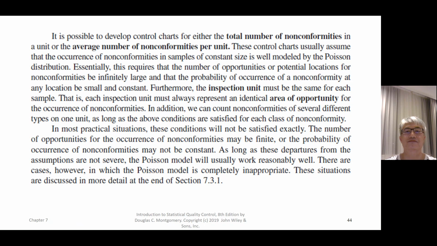Then essentially, this requires that the number of opportunities or potential locations for non-conformities can be infinitely large, and that the probability of occurrence of a non-conformity in any location is small. The average probability should remain constant. Furthermore, the inspection unit must be the same for each sample. That is to say, each inspection unit must always represent an identical area of opportunity for the occurrence of non-conformities.